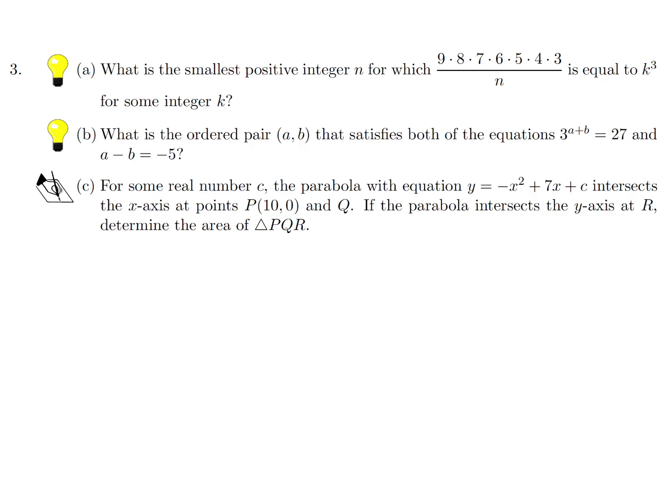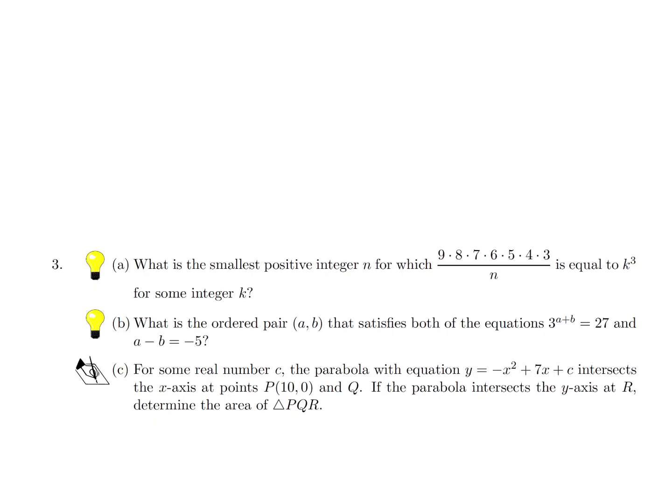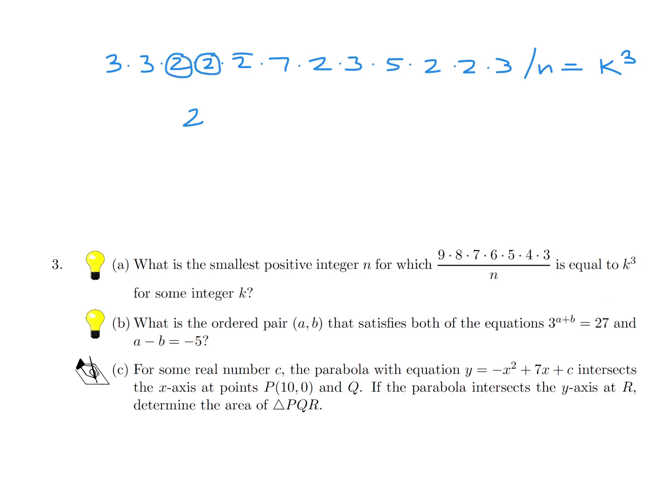What is the smallest positive integer n for which that is equal to k to the power of 3? All right. So the first thing I'm going to do is break those numbers up into their prime factors as best as I can. And let's take it from there. So, and this is all over n is equal to k to the power of 3. Okay, then let's collect the like terms. So how many 2's do I have? Oh, quite a few actually. I've got 6 of those 2's.